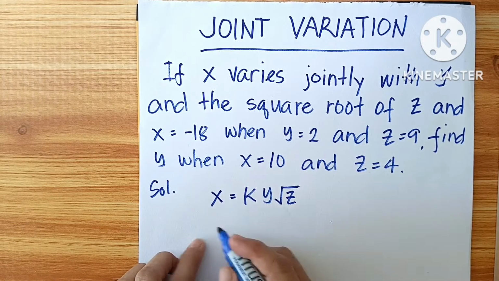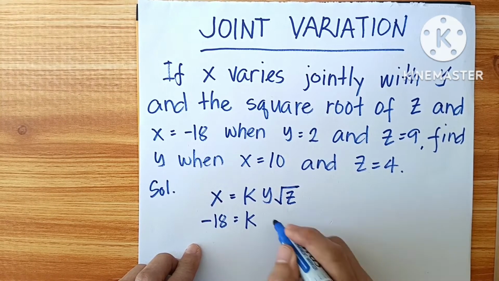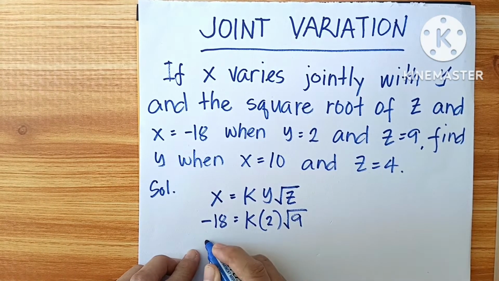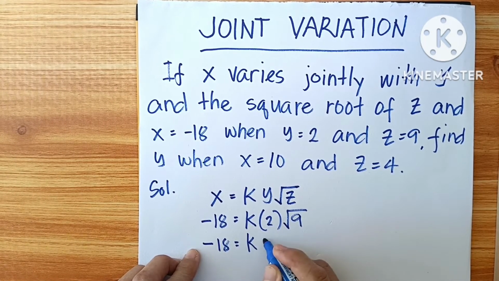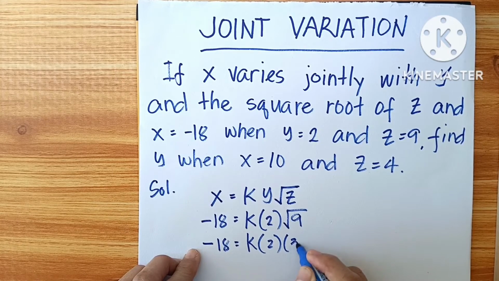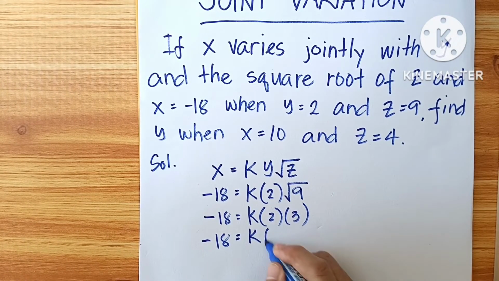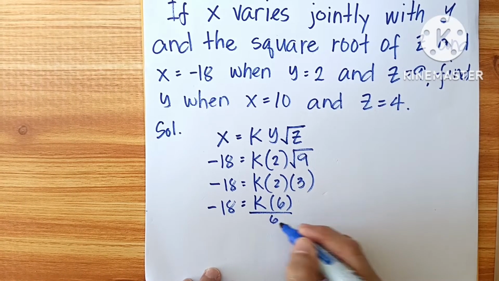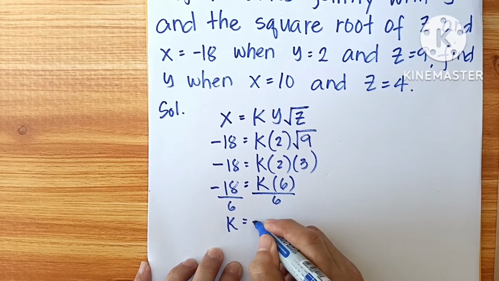Now, let us substitute the given values. We have negative 18. We have to solve for k first, and then y is 2 when z is 9. Okay, so we have negative 18 is equal to k times 2 times 3, no? Square root of 9 is 3. So, negative 18 is equal to k times 6. And then, we divide both sides by 6. Therefore, k is negative 3. Di ba?